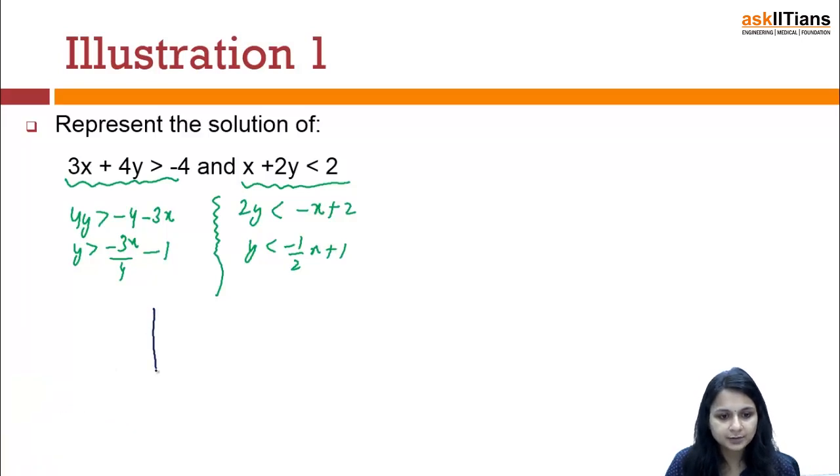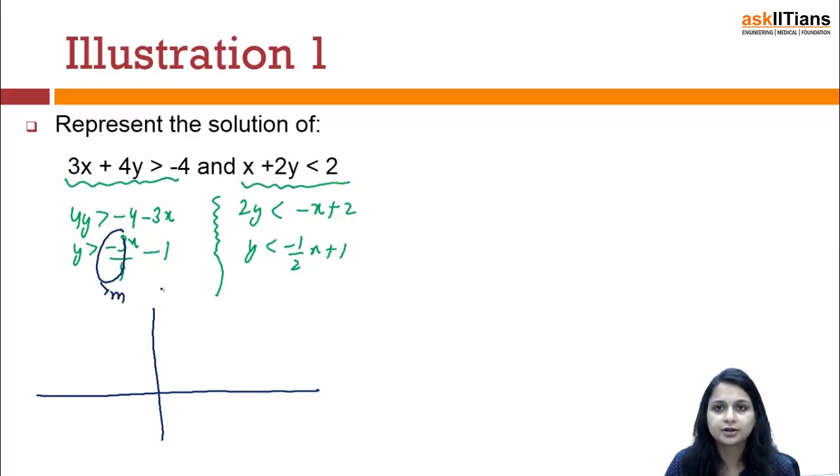So on the same set, I will be writing both the solutions. So here is my x and y axis. Now the first one is slope with negative minus 3 by 4 and intercept is minus 1. This intercept is minus 1 and slope is minus 3 by 4. So it will be a line like this. I've drawn it dotted form because the equality sign is also not there.